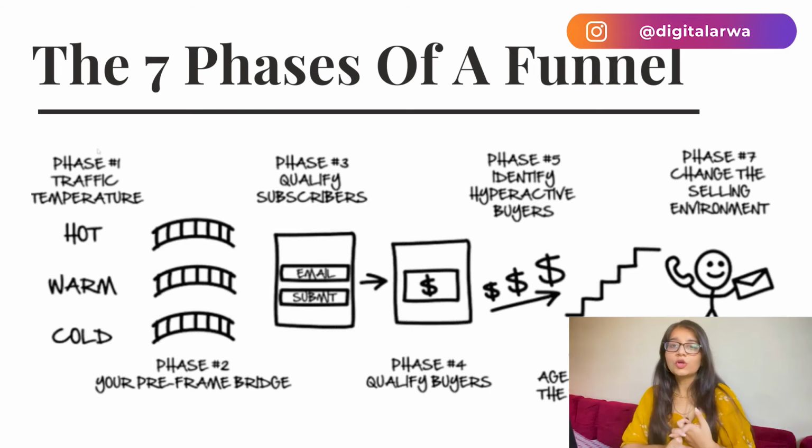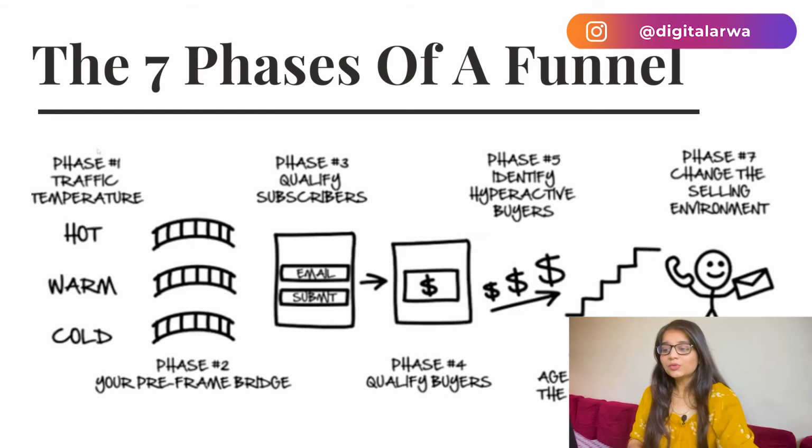So the cold audience can be generated from paid ads. The warm audience will be generated from the Instagram stories or Instagram posts, and the hot audience will be generated from the people who have already bought from you before. So I am trying to create a contact with them and bring them in as a qualified subscriber. Once you are a qualified subscriber, you go into the third phase, which is you have given me your email ID and your name.